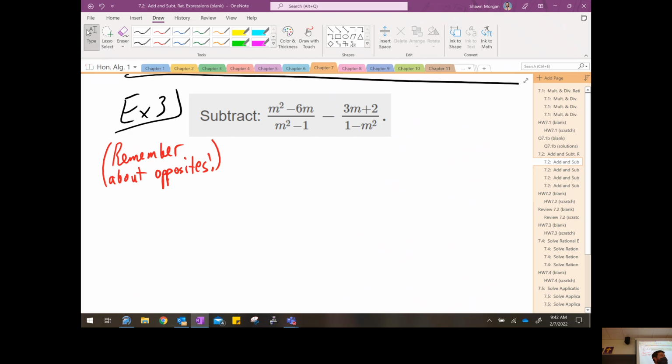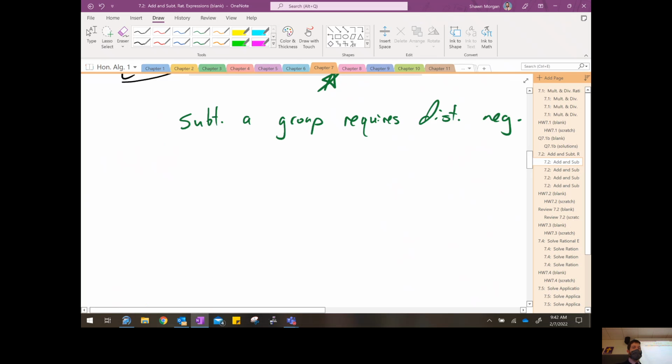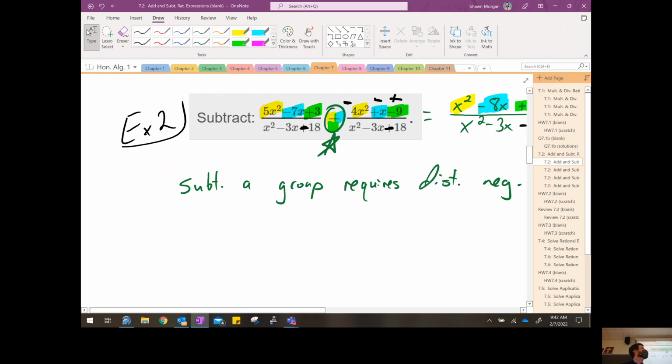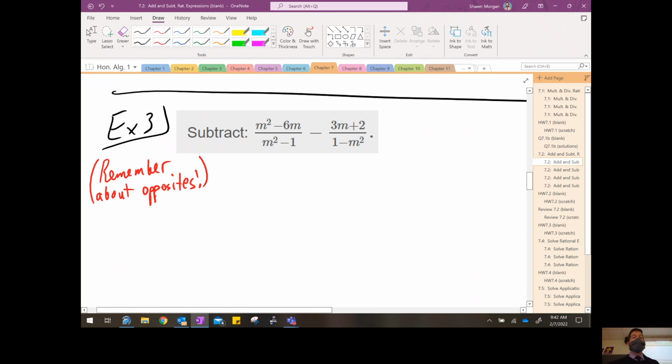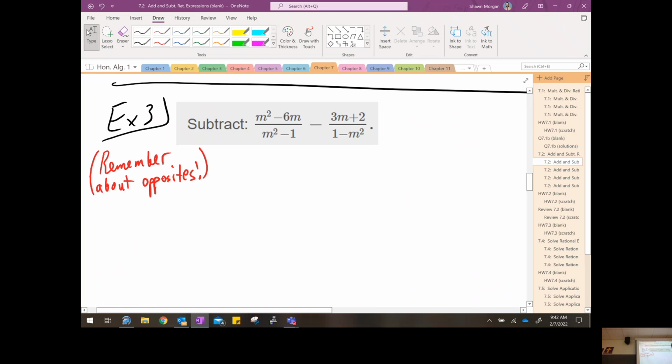What did we say we needed to add or subtract fractions? Before we've even seen this example, what did we say it takes to add 2 fractions? Good. So common denominator is required. I don't have a common denominator here, but I'm real close. The opposites are off by a factor of -1, aren't they?